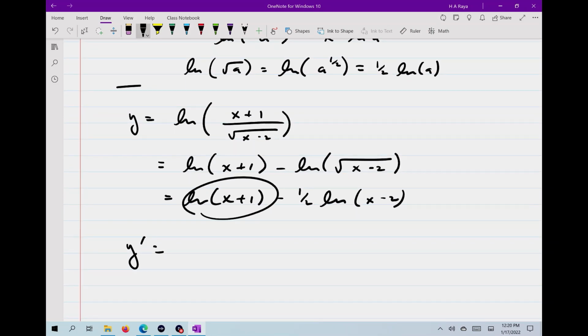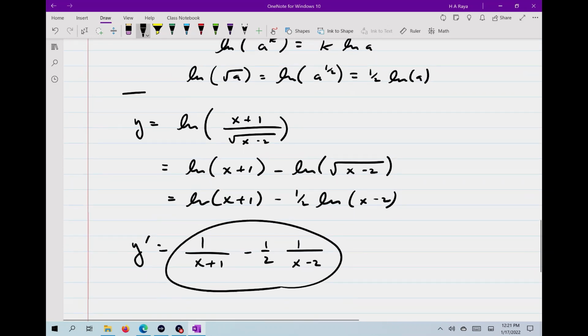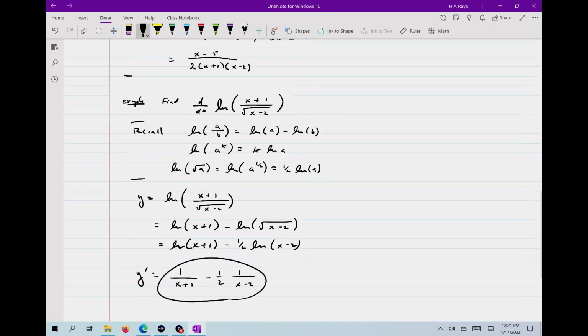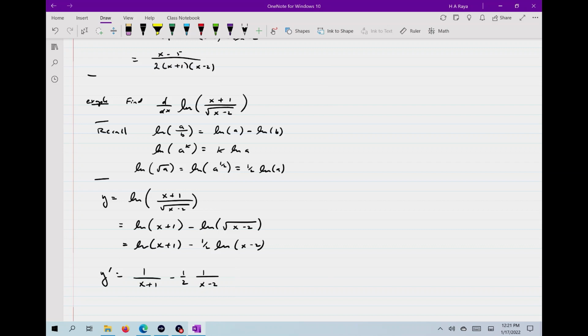So your derivative of natural log of x plus 1 is simply going to be 1 over x plus 1 times the general derivative of 1. Here's a minus 1/2, and the derivative of natural log x minus 2 is simply going to be 1 over x minus 2. Done. If I were to take this function and simplify it, we would get x minus 5 over 2 x plus 1 x minus 2. But we got there a whole lot easier using the properties of logarithms.